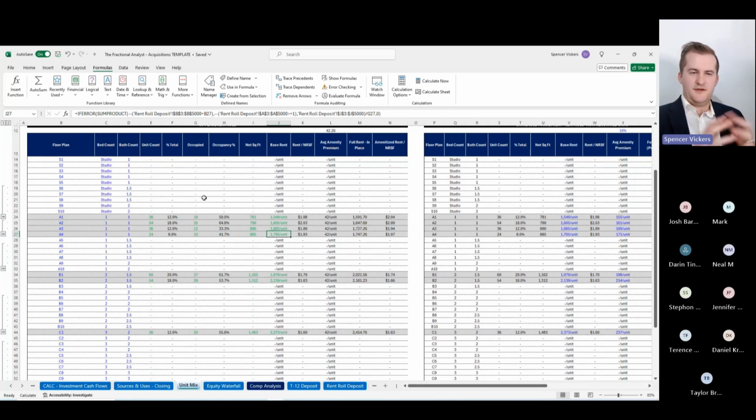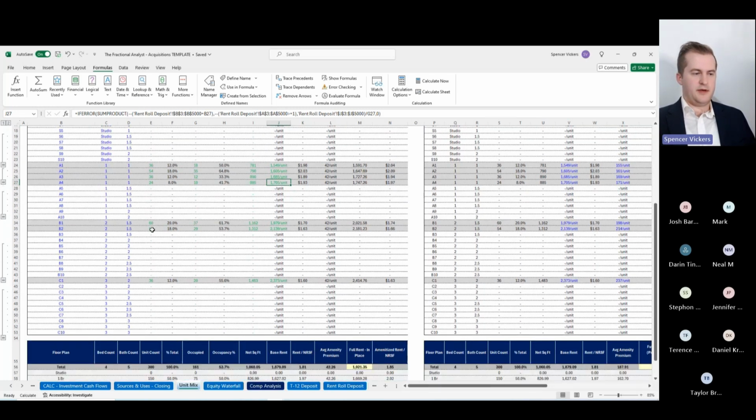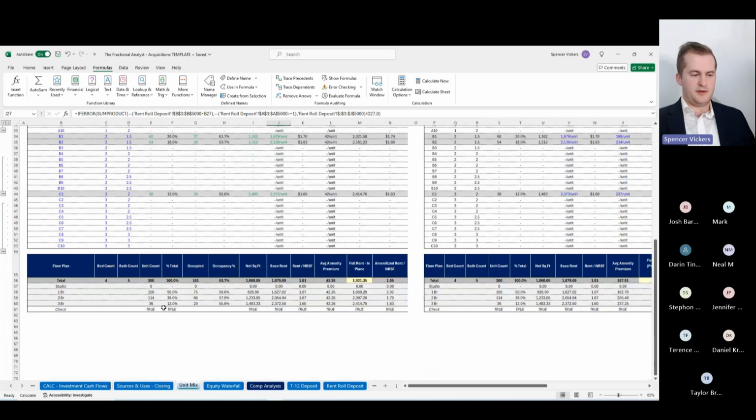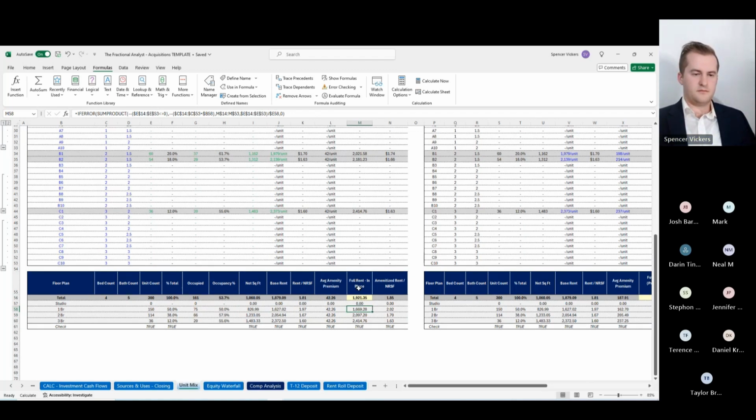So if you've ever had the pleasure of coming through a rent roll, you know how long this process can take to do manually. And so this model accomplishes all of that automatically. So all of that information about your floor plans synthesizes here down below to show you your 1-bedroom, 2-bedroom, and 3-bedroom unit count, occupancy, square footage, base rent, and full rent. Full rent is just a combination of base rent and those amenity premiums we talked about.